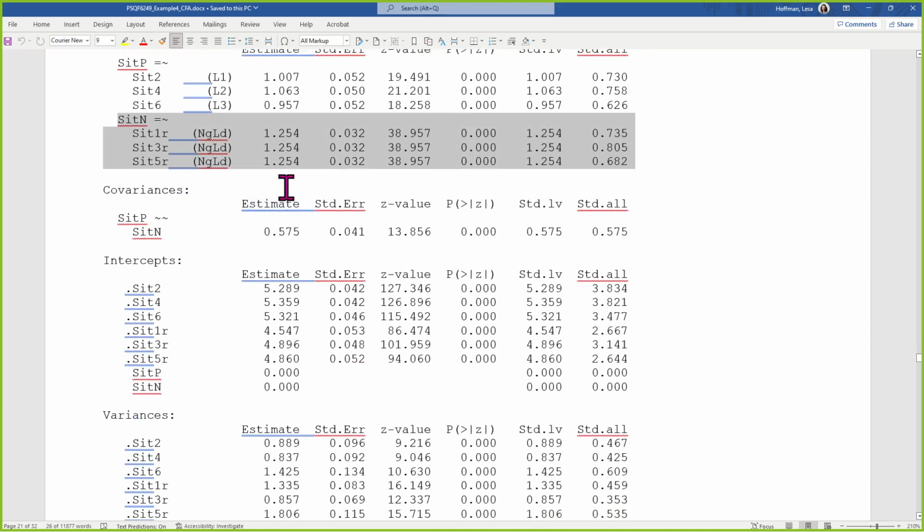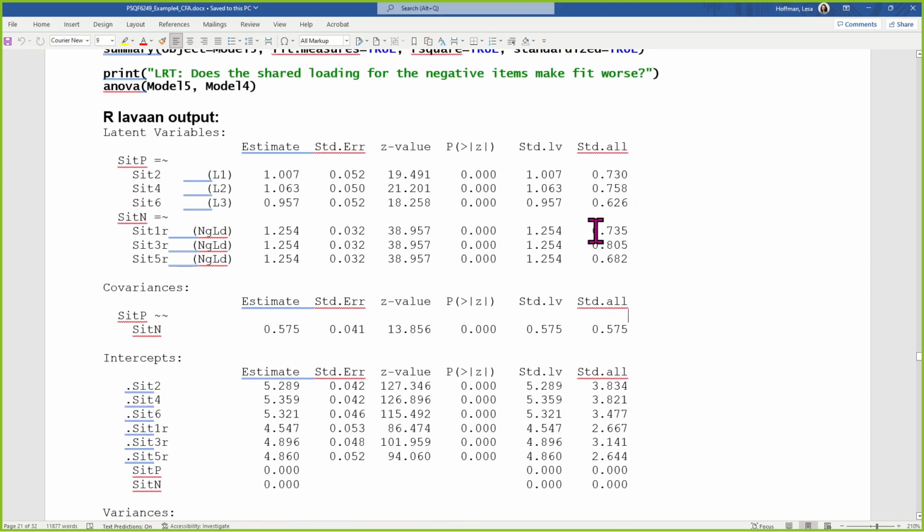So in the results then, there's the proof that it did what I wanted it to. This is our output, by the way. So all three of the unstandardized loadings are the same. Note, however, though, in the last column, the standardized are not the same.